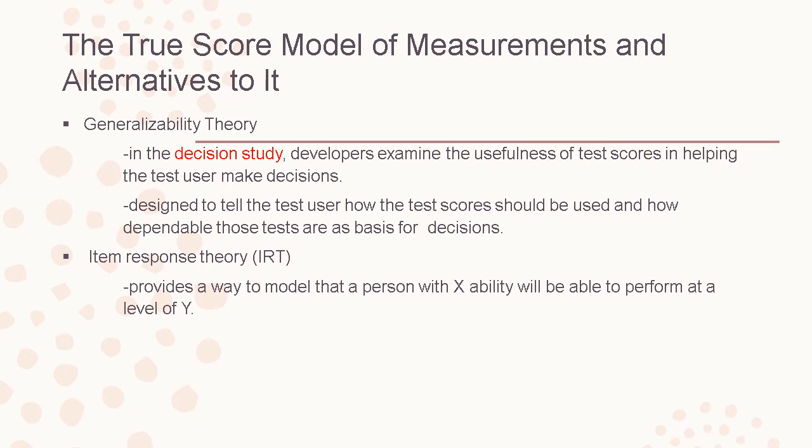Item response theory, or IRT, provides a way to model that a person with X ability will be able to perform at a level of Y. This means that a person with X amount of a personality trait will exhibit Y amount of that trait on a personality test designed to measure it. IRT measures how individuals respond to individual items on psychological and educational tests.